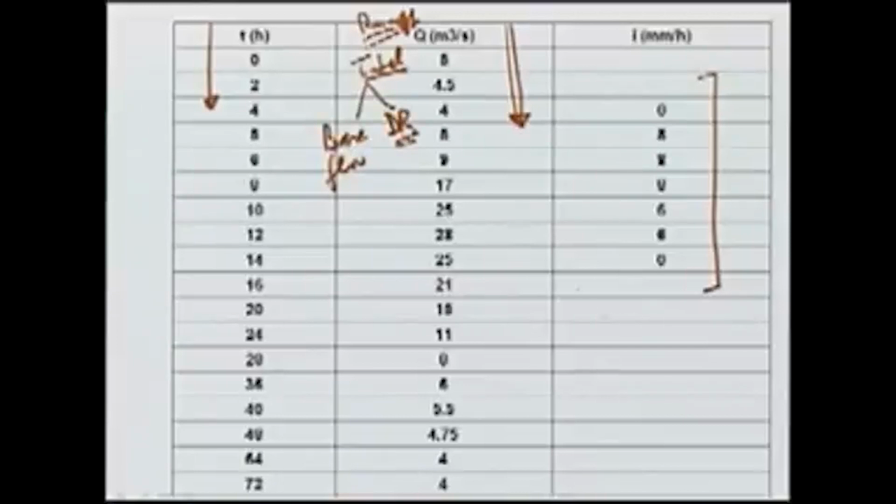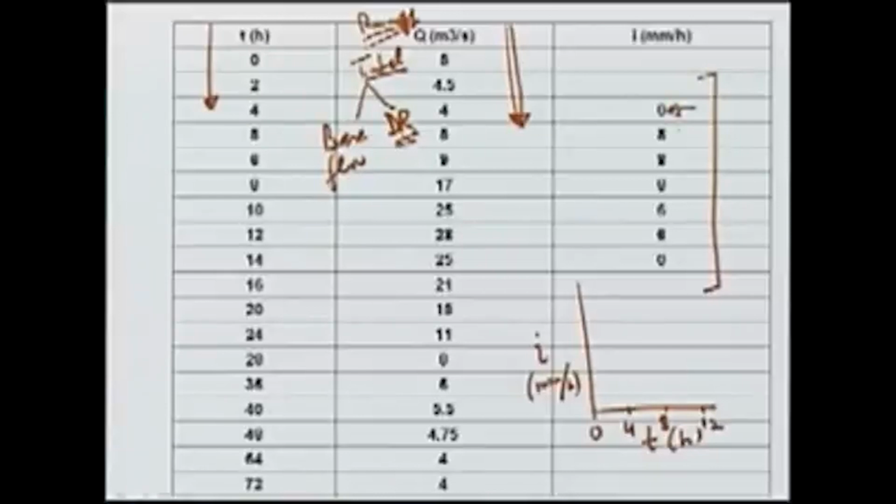The intensity of rainfall is given here. So, we can see that at 4 hours, let us look at 0, 4, 8 and up to about 12. So, from 0 to 4 we can see that there is no rain, then the intensity is 8 millimeter per hour.